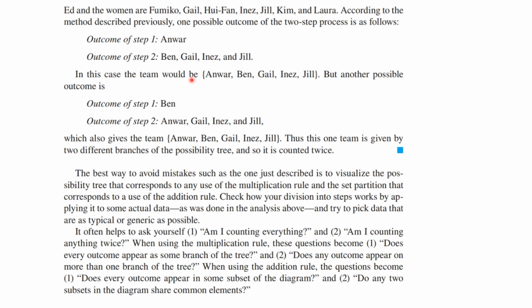In this case, the team would be this. But another outcome would be B and this, which gives this. This one team, given by 2 different branches of the possibility tree, is counted twice. So the best way to avoid mistakes is to visualize the probability tree corresponding to the use of the multiplication rule and the set partition that corresponds to the use of the addition rule. Check how your method works by applying it to some actual data. Do a small example. It often helps to ask, am I counting everything? And am I counting anything twice?